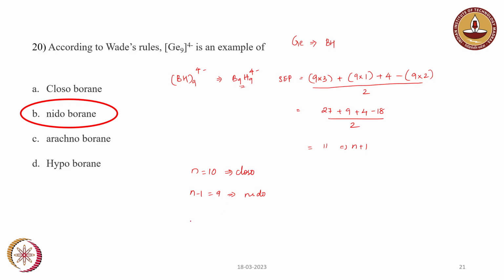So if we have Ge9 2-, that will have a closo structure. But we are given Ge9 4-, it has nido.